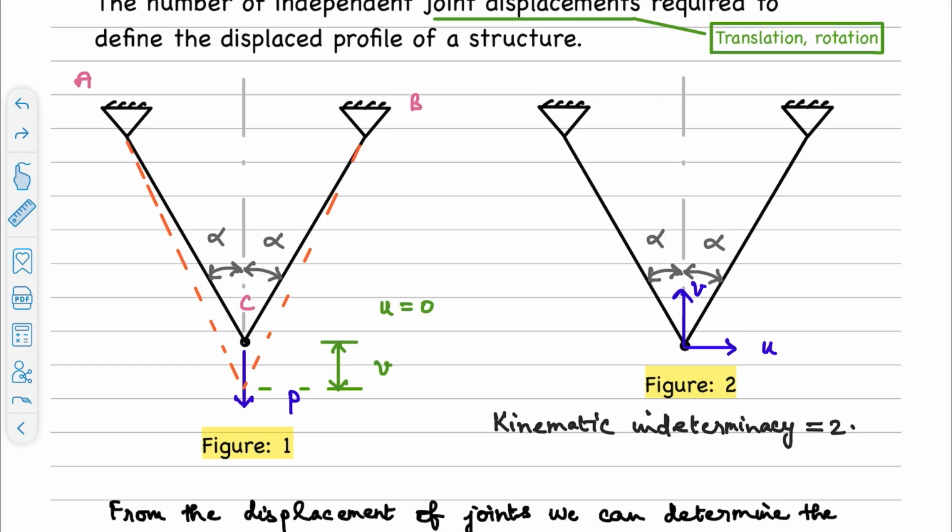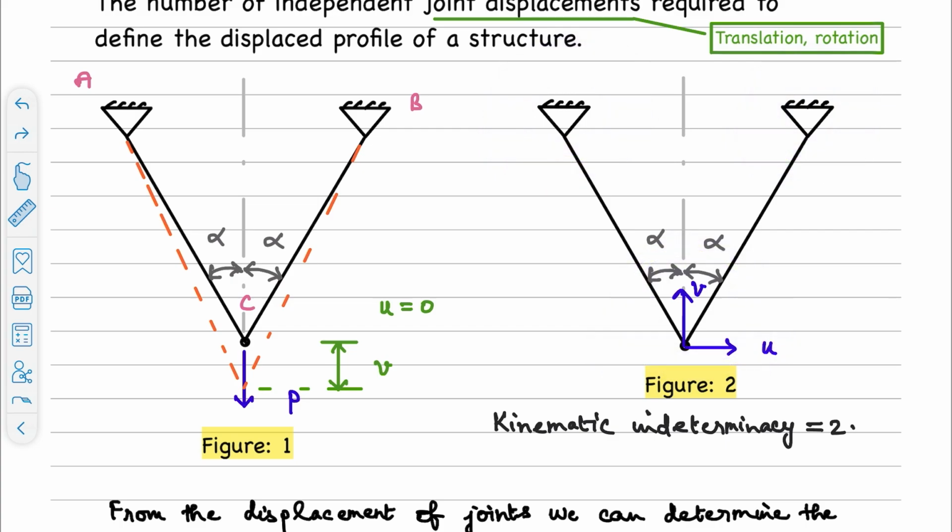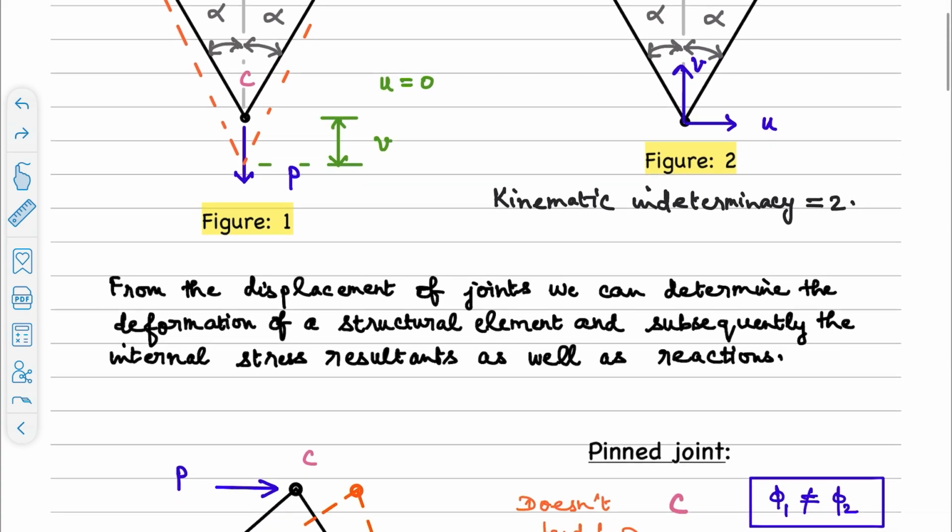Okay. So once we know the joint displacements such as u and v, we can determine the deformation of each member connected to this particular joint. And once we know the deformation of those members, we also can get the internal stress resultants. In this case, for a truss, the internal stress resultant is the axial force. And after knowing the axial force, we can also determine the reactions. So overall, we can say once we know these displacements, the analysis is complete as far as the displacement method of analysis is concerned. Right?